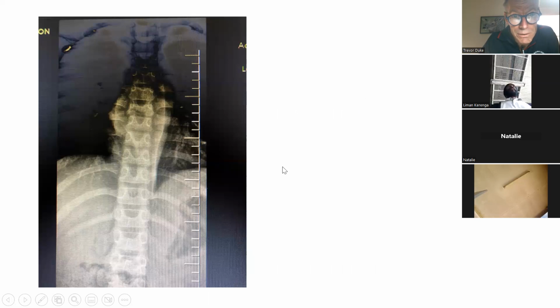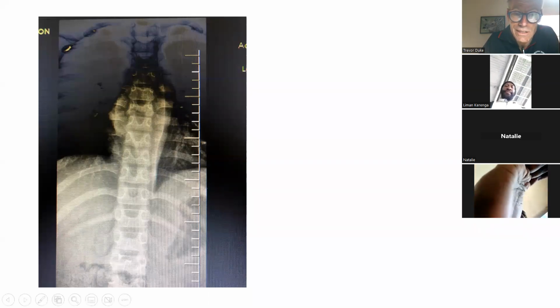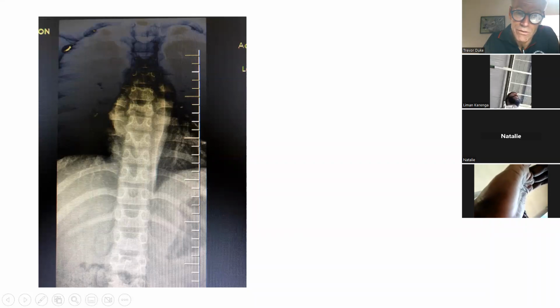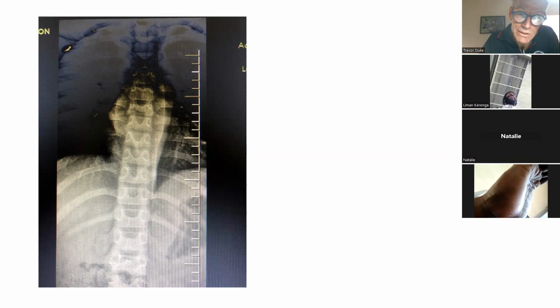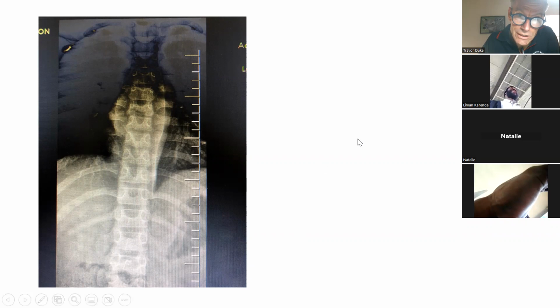This is a plain X-ray of this boy's chest and abdomen. It's really of his thoracolumbar spine, especially thoracic spine. Can anyone see anything on that X-ray? It's a little hard to perhaps see, but can you see anything that might give you a clue to what the problem is or where the problem is?